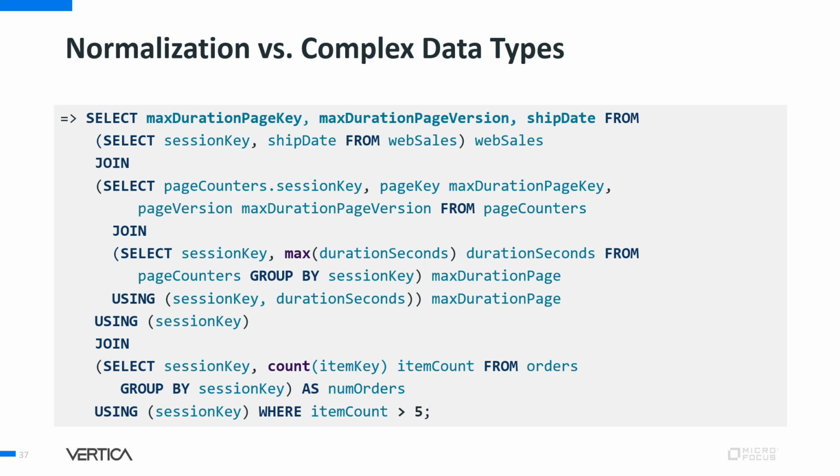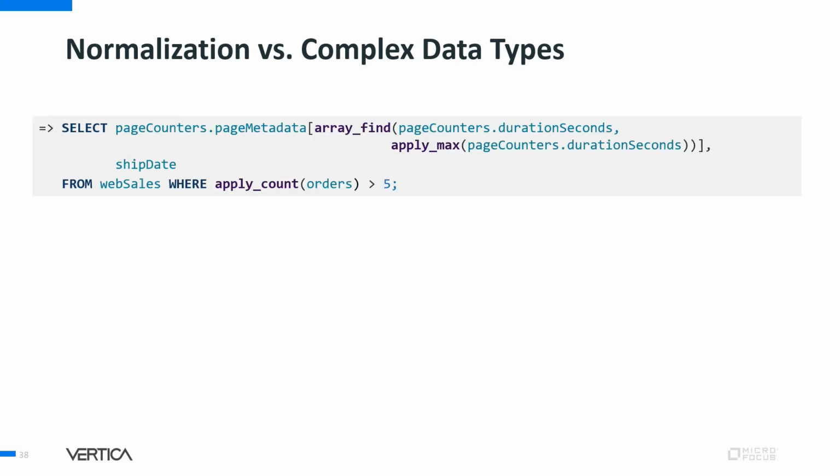This big pile of SQL is how we implement that question against the traditional 3-table schema. And as a reminder, this much smaller query is how we would implement this question against the complex types table.